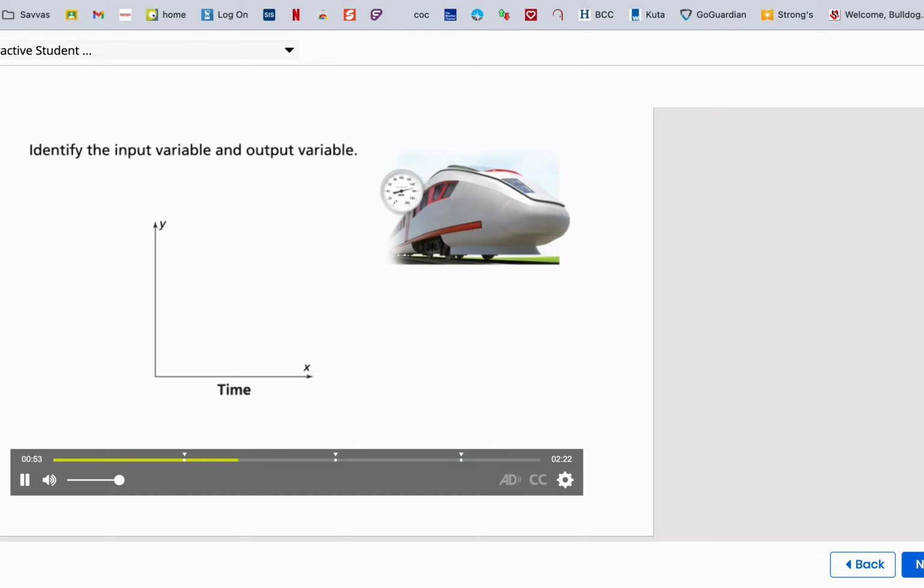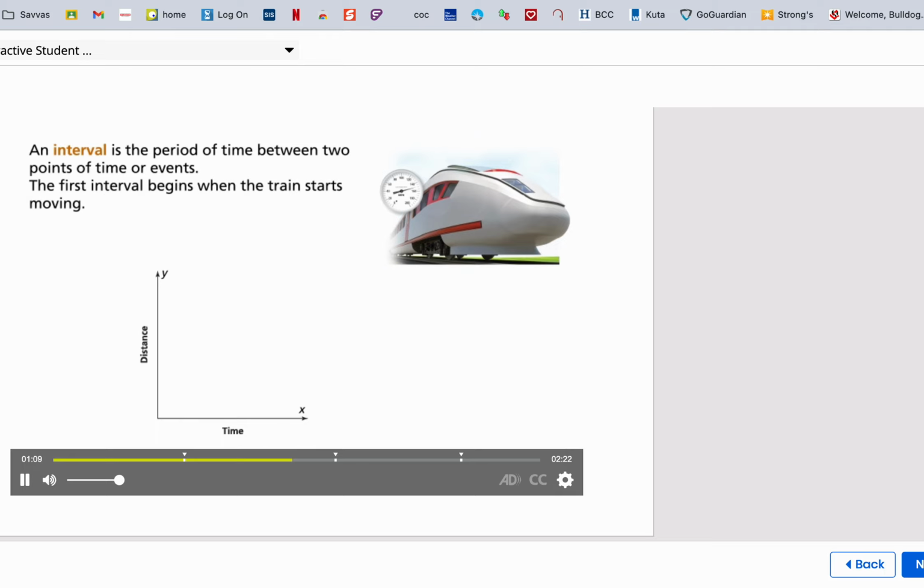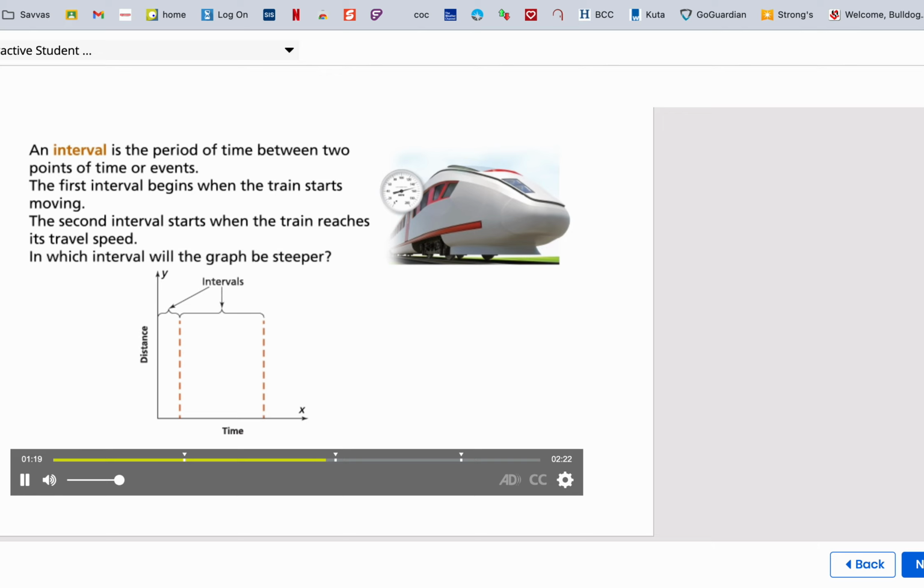You begin by identifying the input variable, which is time, and the output variable, which is distance. We also need to identify the intervals. An interval is the period of time between 2 points of time or events. The first interval on the graph begins with the train standing still and ends when it reaches travel speed. The second starts when the train reaches its travel speed. In which interval will the graph be steeper?